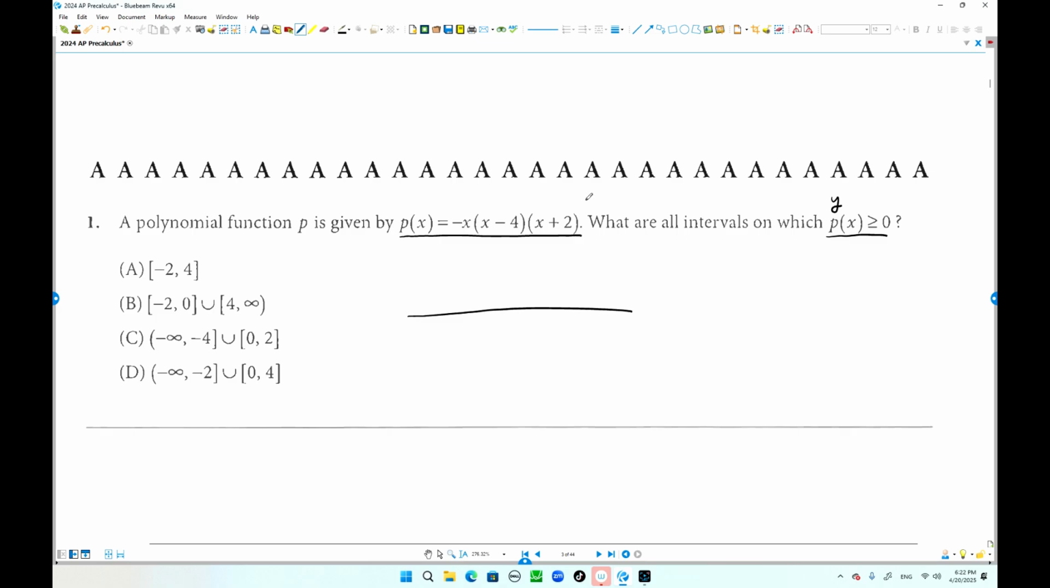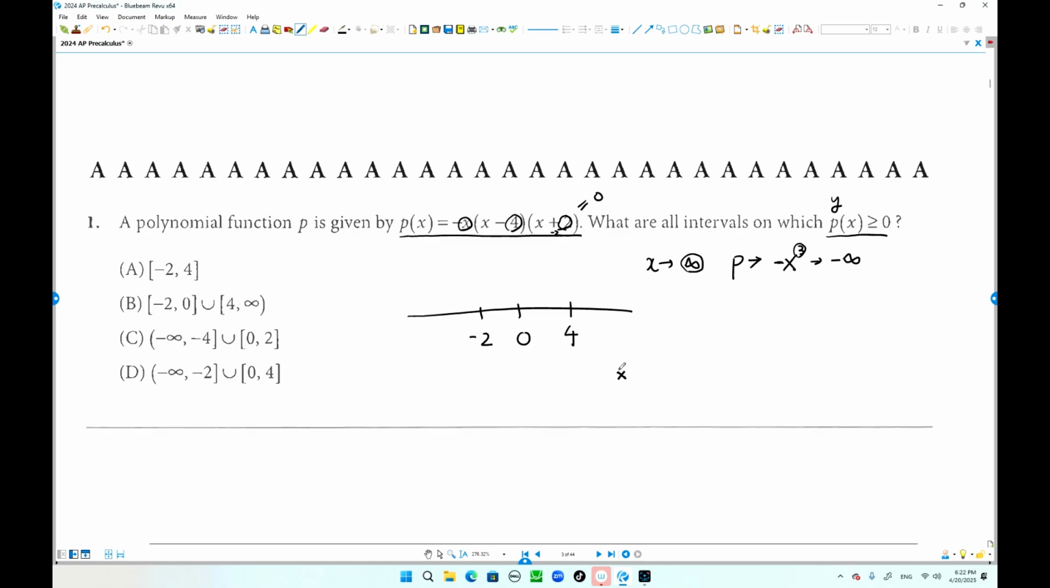Graph over here. If this is 0, there are 3 zeros, which are all real. This is 4, the second one is over here, 0, and here is negative 2. When x goes to infinity, what about P? Take a look at the leading term: negative x times x times x, so the leading term is negative x cubed. When x equals negative infinity, the cube is negative infinity, but with the negative sign it becomes positive infinity.